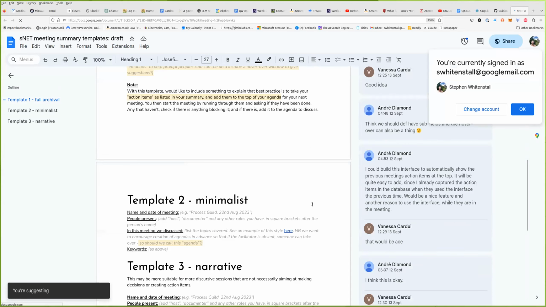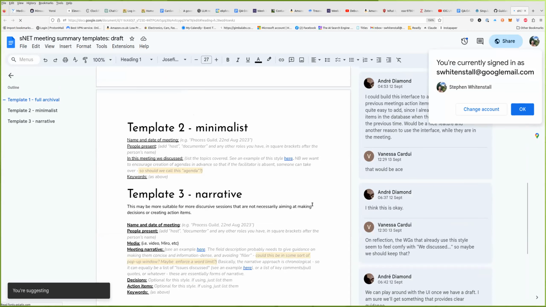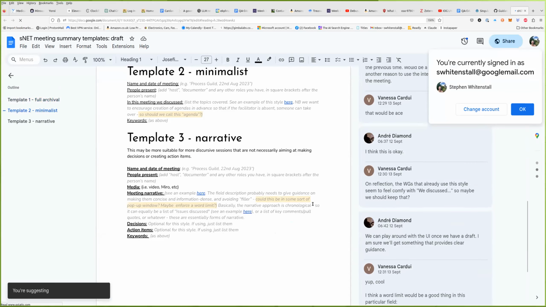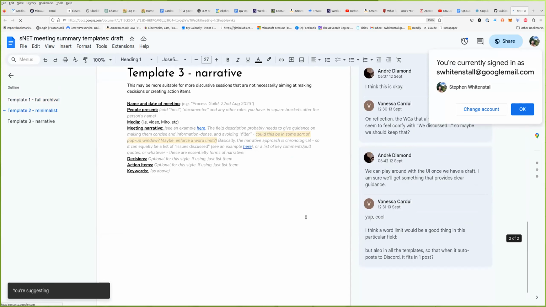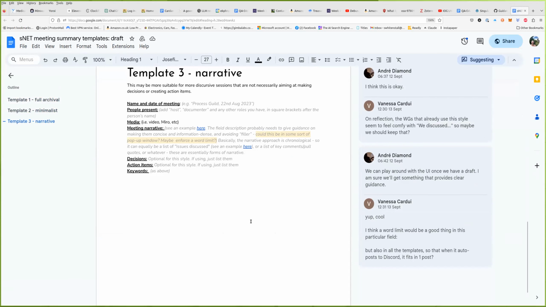The final one, if you scroll right down there, Stephen, is the narrative one, and it's the one I really dislike, or I used to. But the more I look at it, the more I feel there's a lot of emotion in those narratives that people write, and it's really interesting.